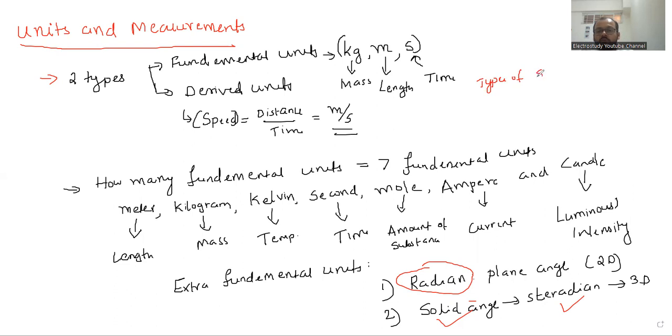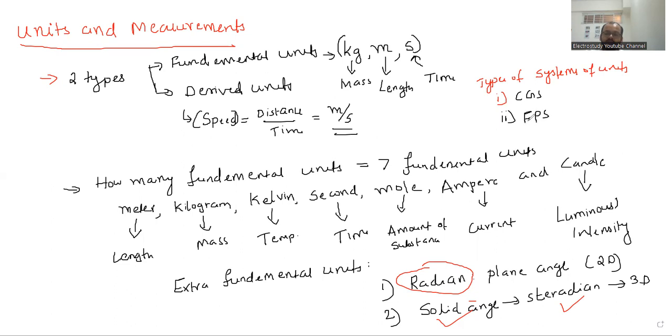Types of systems of units. What are the types of systems of units available? The first one is the CGS system. What is CGS? Centimeter, gram, seconds.